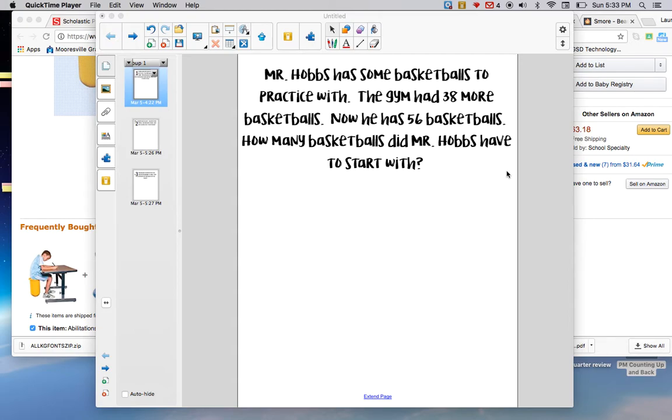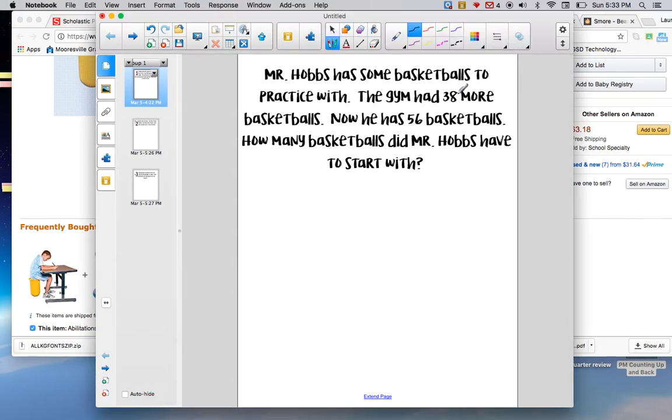Well, the cube strategy tells me to do C, which is circle the numbers. So I'm going to circle my 2 numbers, 38 and 56. U is to underline the question. So I'm going to start at my question mark. I'm going to go up to the word how, because that's the beginning of my question. How many basketballs did Mr. Hobbs have to start with?